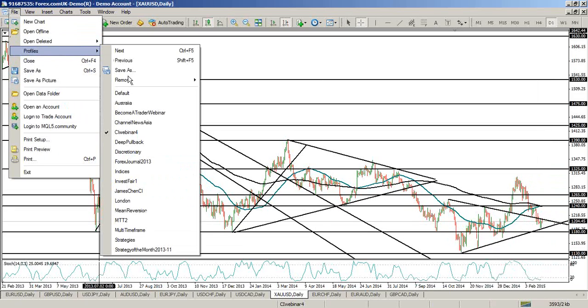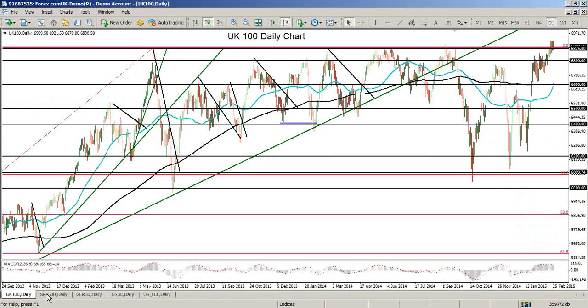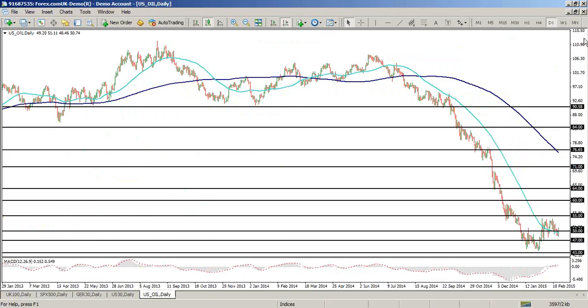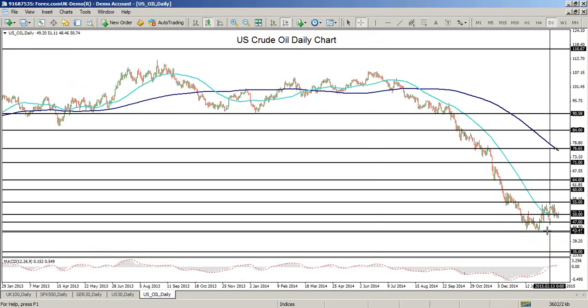Let's quickly look at some others before I wrap this up. Okay, let's look at oil. This is U.S. oil, which is a reflection of the WTI benchmark, the West Texas Intermediate benchmark. Look at this right here. We hit a low near 43. We have very strong support at 35.